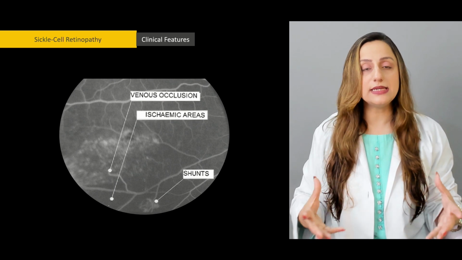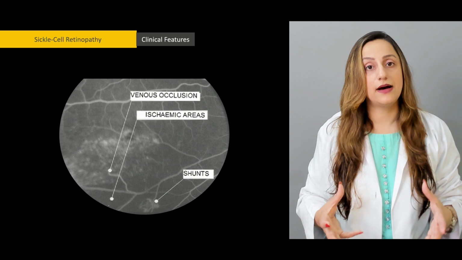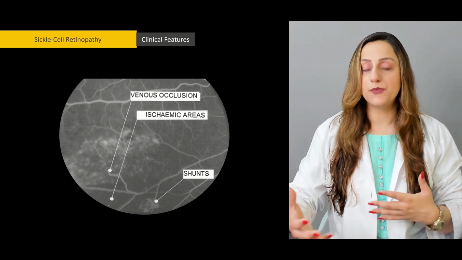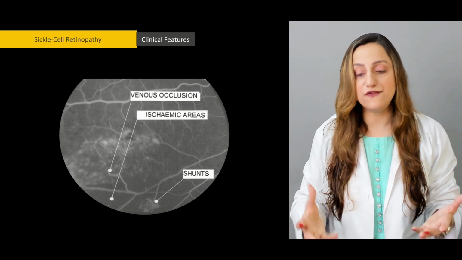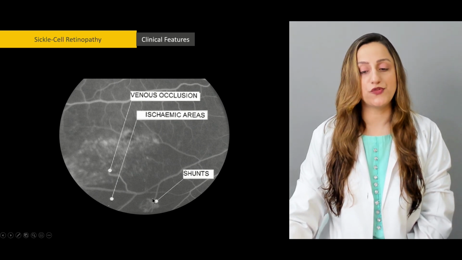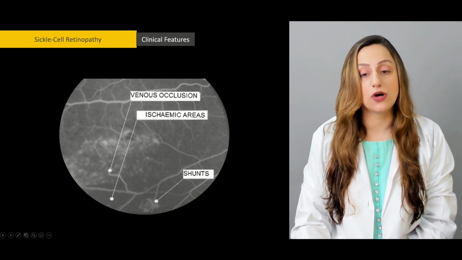So as you can see, it's basically a compensatory procedure that is taking place in the individual. The body of the individual is going to sense this condition as an emergency, and these AV shunts are going to be formed over here. So this is the basic pathogenesis or the basic pathology over here.